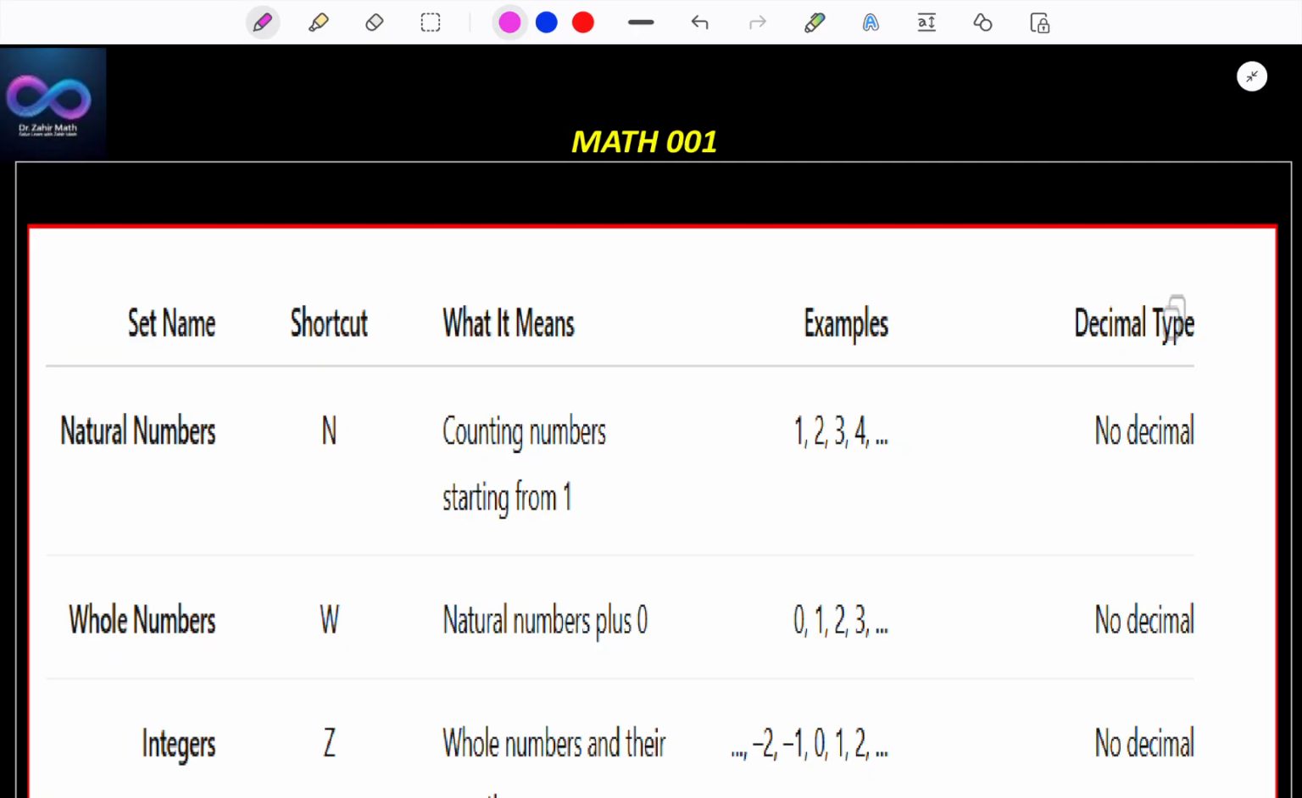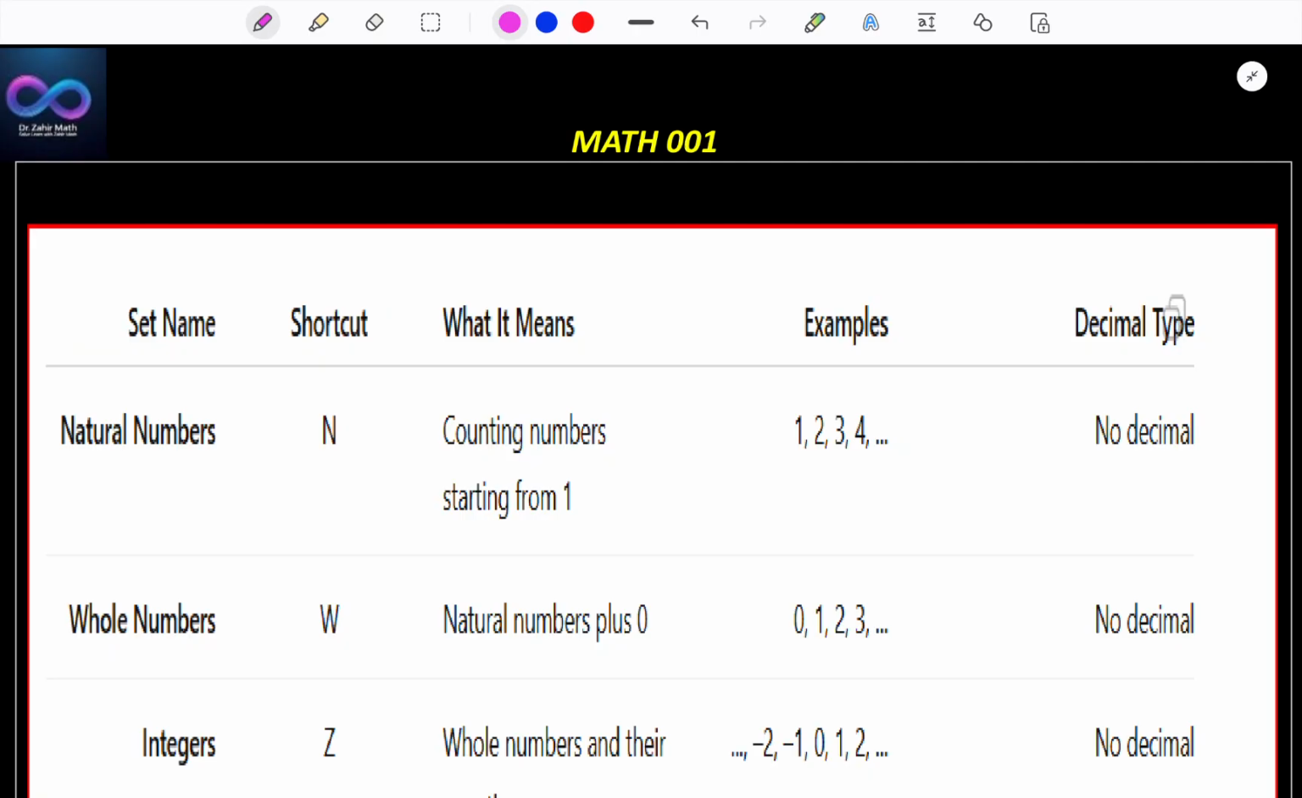Let's begin. While you are watching this video, please divide the screen into two parts. On one side the video will run, and on the other side you open a PDF. I will upload this PDF in the first comment or in the description box, so you can download it and start working on it. It is a Google Drive link.